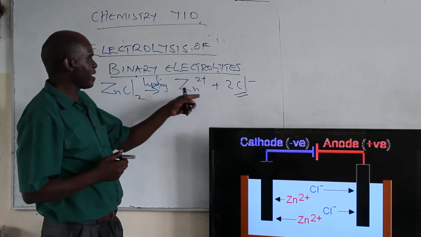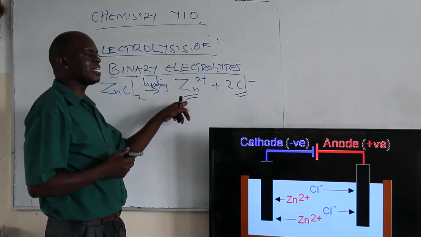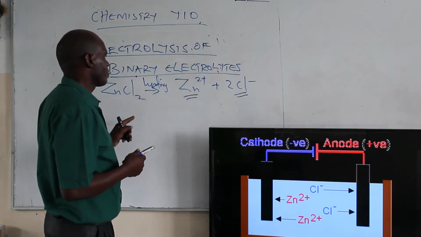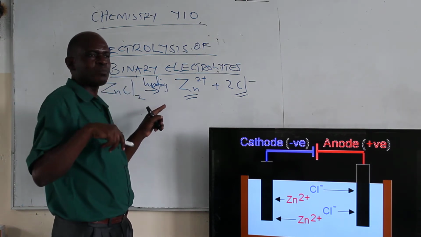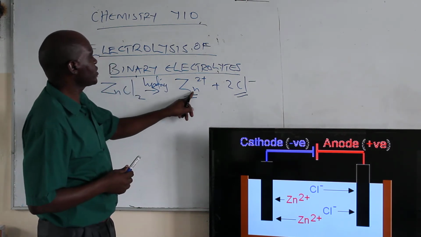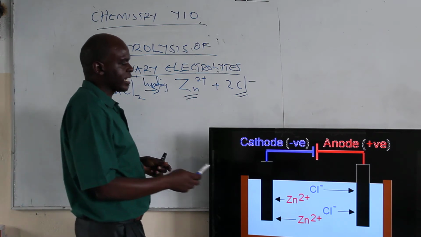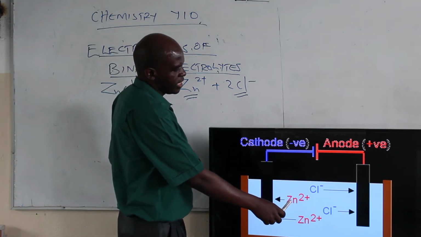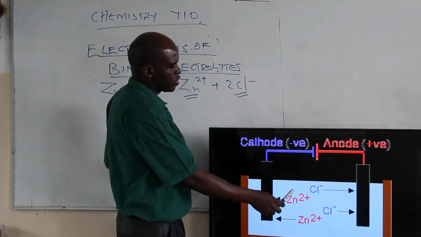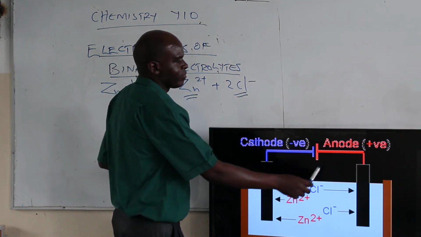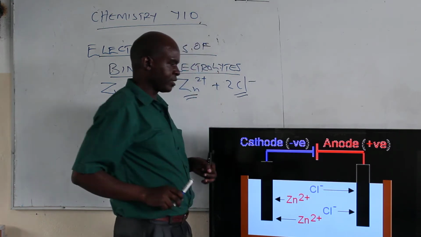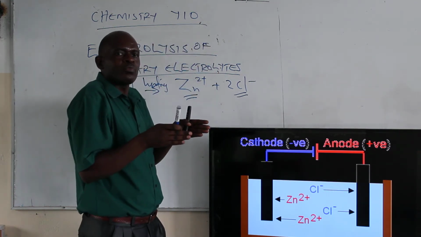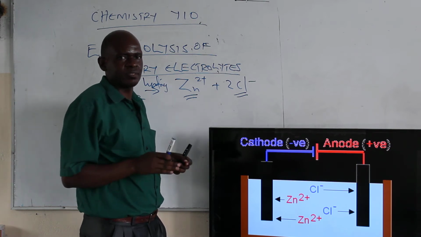So as I mentioned, the breaking down, the decomposition begins when you heat up and these two are set free. Then the moment the current passes through, these two ions are attracted as seen in the diagram. Zinc ions being attracted towards the cathode and the chloride ions being attracted towards the anode. That is the beginning of the decomposition process.